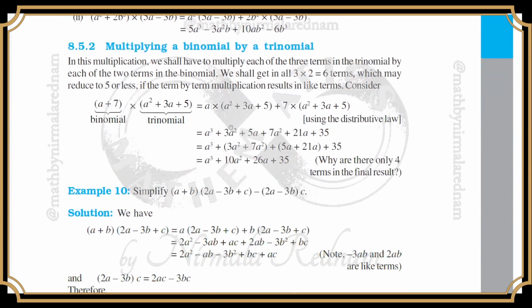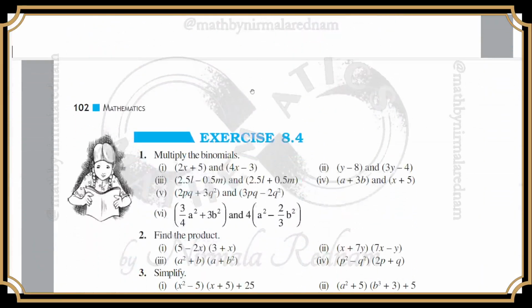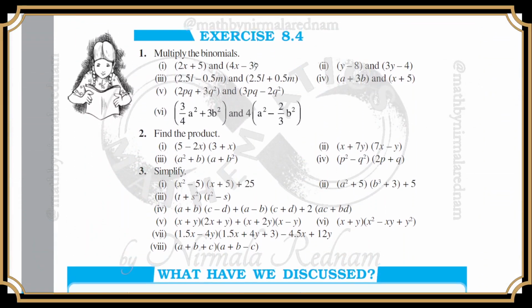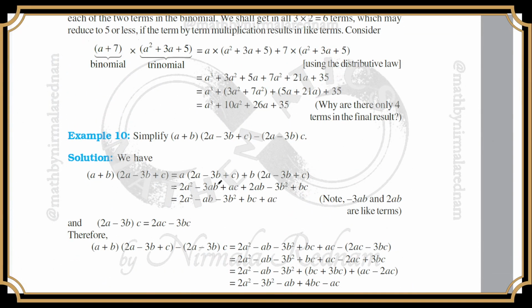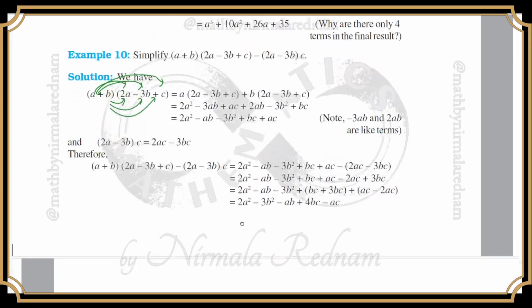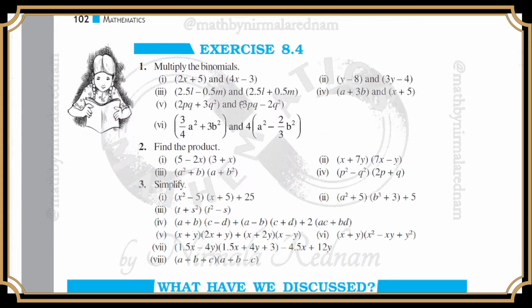So here, let us look at the exercise. All the solved examples that they have given are different. Either it's a binomial and a binomial or a binomial and a trinomial. For example, this is a binomial with a trinomial. You just, step by step, need to multiply each term in your first polynomial with each term in your second polynomial and further simplify it by identifying the like terms. You will get your answer. So let's look at the exercise.